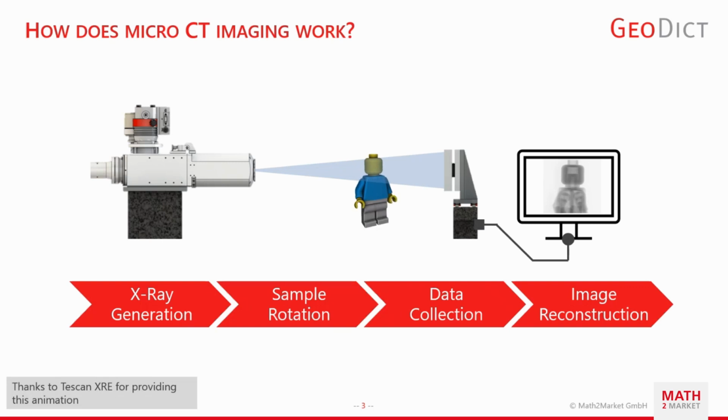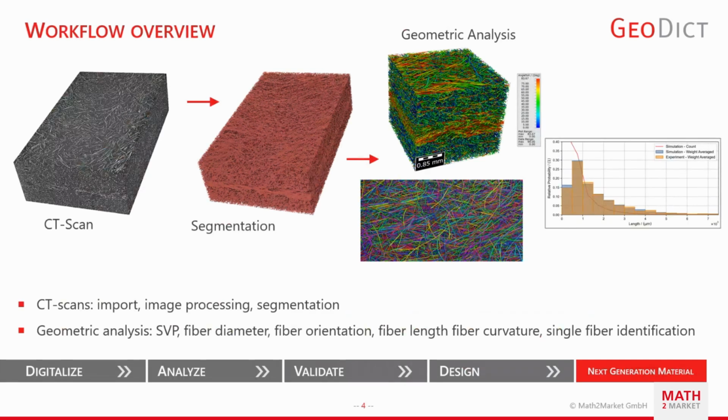And you can reconstruct a 3D volume from these projections using a back projection algorithm, for example. And this is where we usually start with GeoDict. So we don't do that reconstruction stuff. We just load the volumes into GeoDict. And then what do we do with these volumes? Well, this is, for example, the workflow how it would look like for this fiber length analysis. We first start with the CT scan. We do a segmentation, and then we do the analysis. Here, for example, I have an orientation analysis, the fiber length result, and also an individual fiber identification.